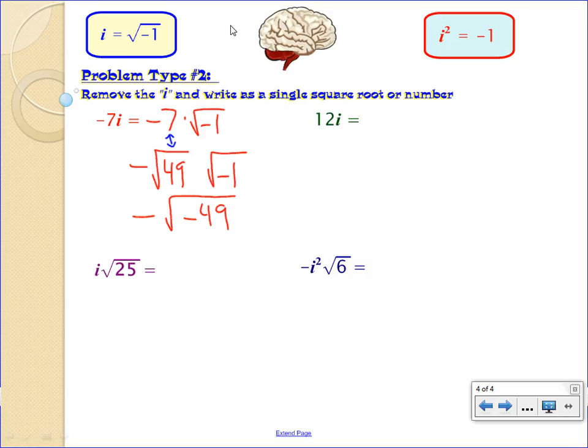Okay? Now, if I look at the second one, 12i, this one's very similar. It's basically the same idea. I have 12, which I have no problem with.